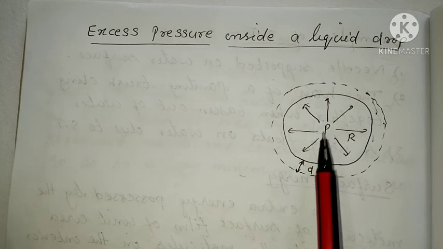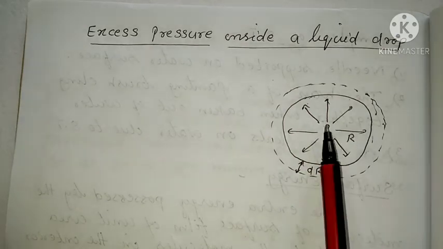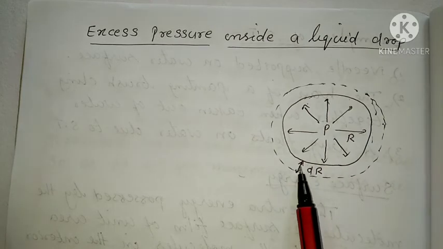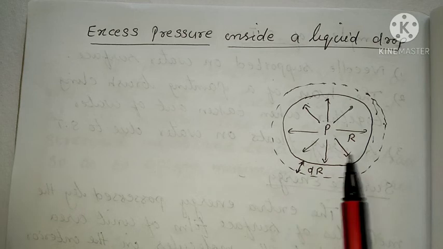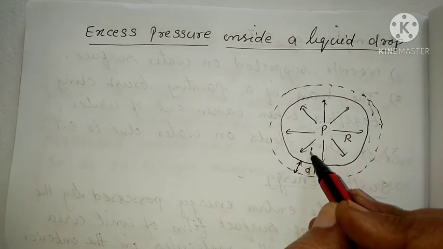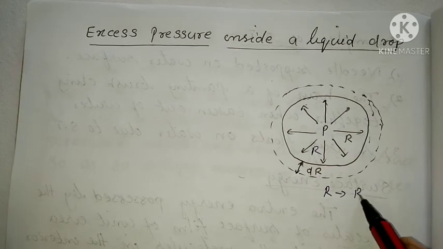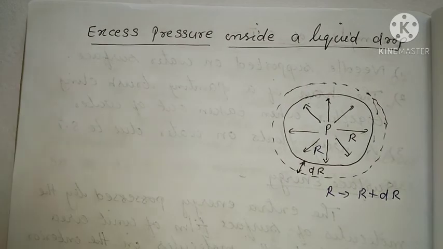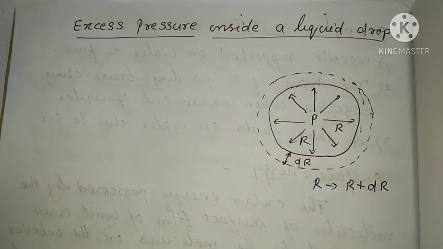For that we can go through the derivation. Here we are considering a liquid drop of radius r. Due to the pressure inside the liquid drop, the size of the drop increases by a distance dr. The radius of the liquid drop increases from r to r plus dr. Clear? Now we can derive the expression for the excess pressure.